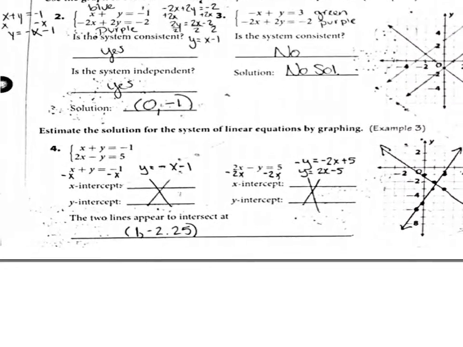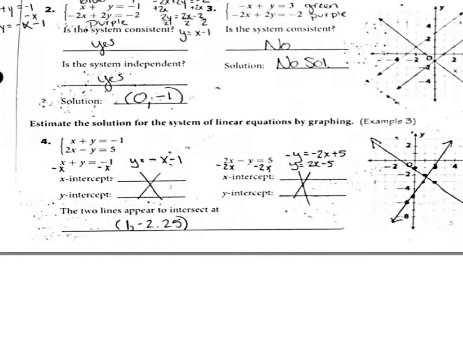Number 4, again, ignore intercept, so here's solving for y. And there's that negative y that we practiced on the warm-up. Here's our two graphs, the negative x minus 1 and the 2x minus 5. And they intersect at approximately 1 and negative 2.25. Again, as long as your answer is close to that, then you're fine.